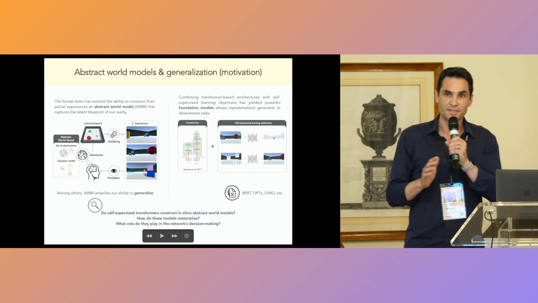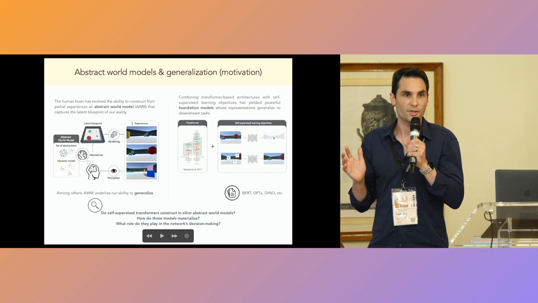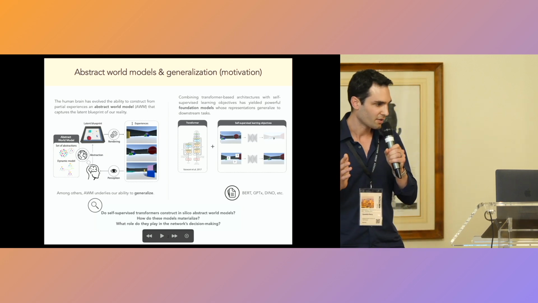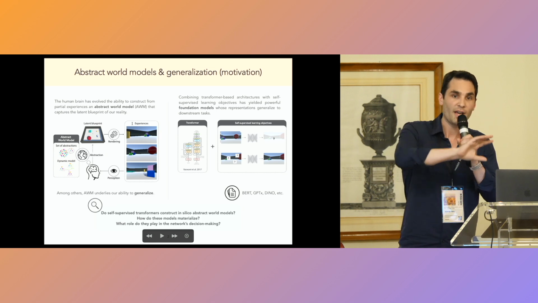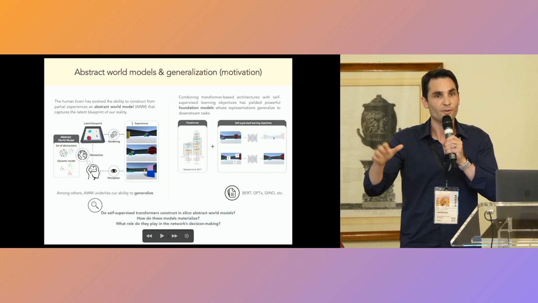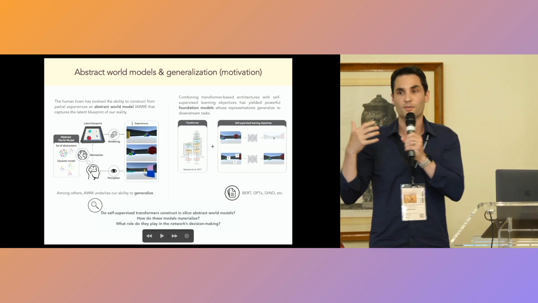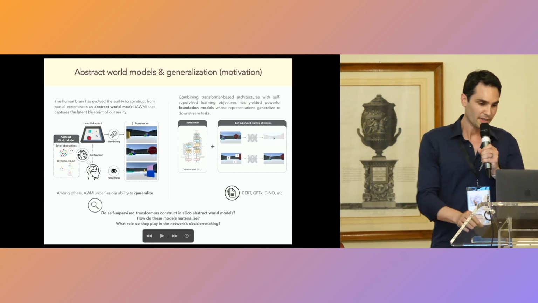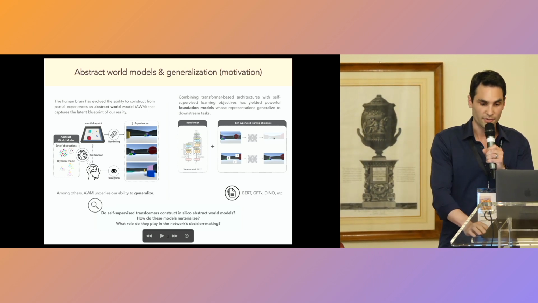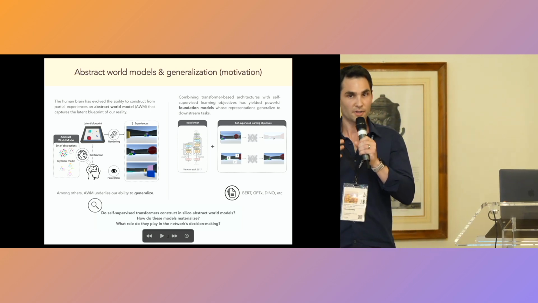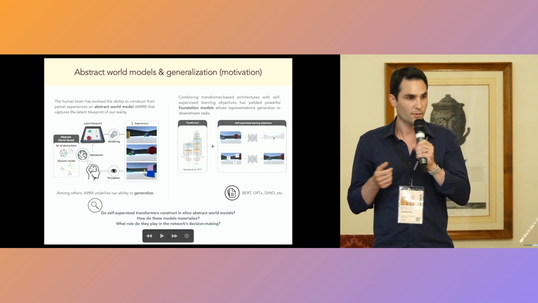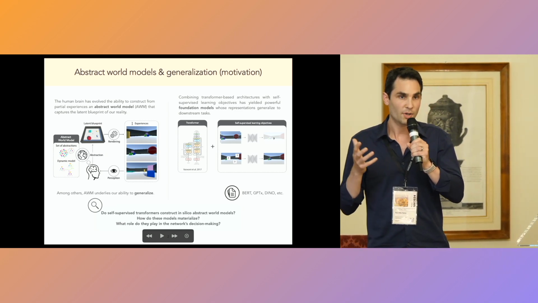At the same time, deep learning systems have historically struggled with generalization until very recently, when we switched from supervised to self-supervised learning, combined with the expressiveness of the transformer architecture. And that gives us very powerful foundation models that are actually great generalizers. So to me, this raised the question: do those self-supervised transformer networks also have abstract world models?